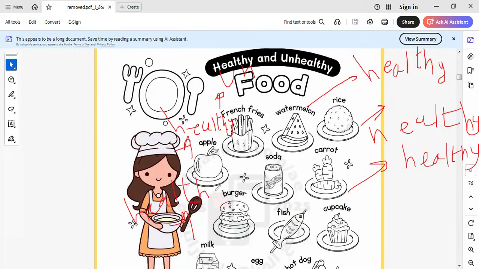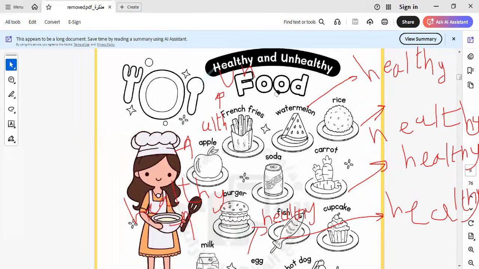The egg is healthy also. So all these are healthy or not? All these are healthy. And fish, is it healthy or unhealthy? Fish is also healthy. So now we have more than one healthy food. I counted to know how many foods here are healthy.